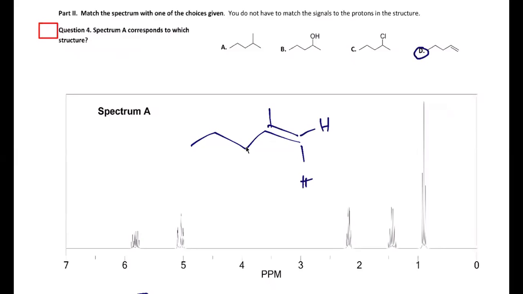All right, so here we go. So now that's my alkene, and we're gonna figure out how many signals we should see. Let's do that first. I always want to do that first.